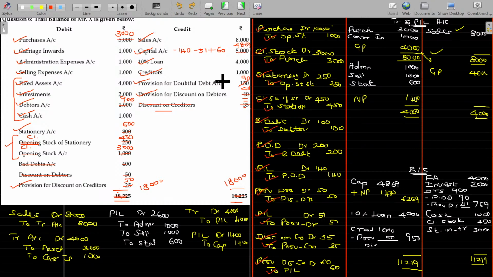Now all these questions could be addressed by learning this way of passing journal entries and preparing the adjusted trial balance and going for the final ones. Of course, for the examination, you can skip these points directly. You can prepare the trading and P&L account and then the balance sheet. Okay, if you want to make a copy of this, make it fast.